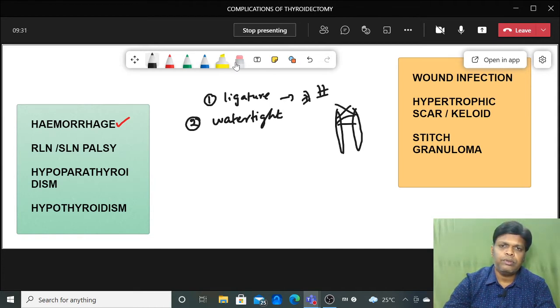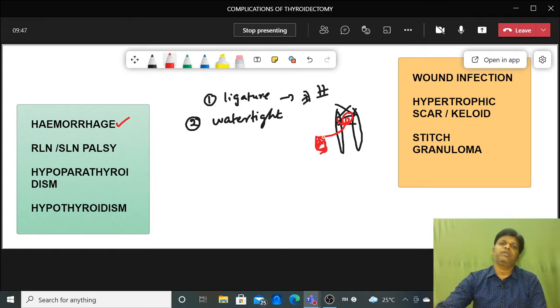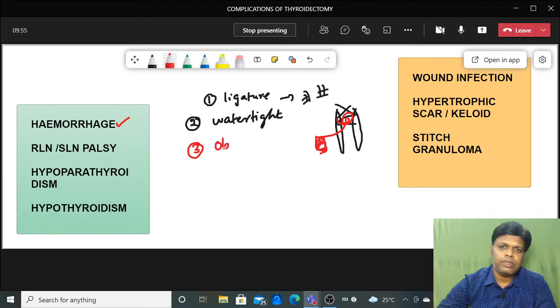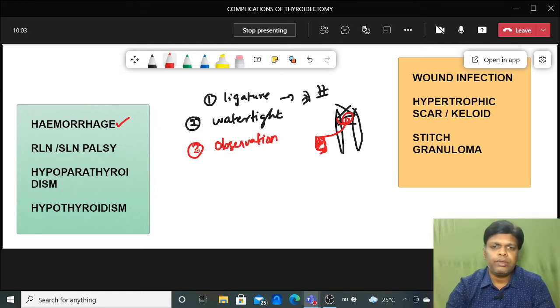Suppose you put loose stitches, what will happen? If there is any hematoma or any bleeding, it will come through this opening and extend into the subcutaneous plane, so that the tension can be avoided. This is the next thing you have to follow. And third thing, you should keep the patient under close observation, over a period of at least 24 hours. These are the ways you can prevent tension hematoma.